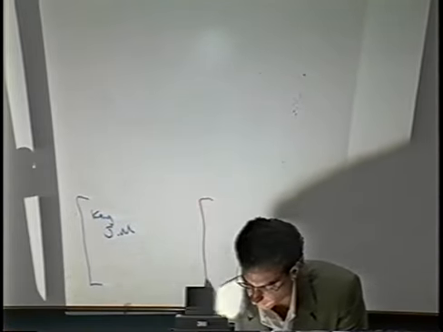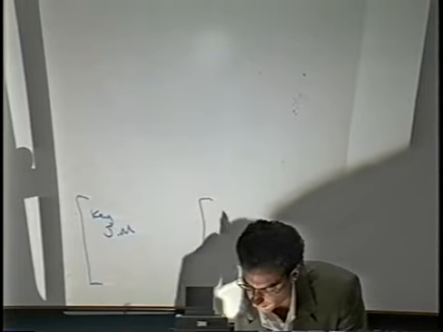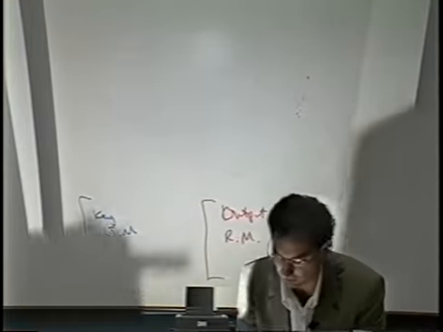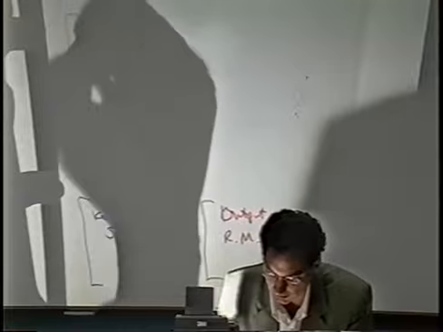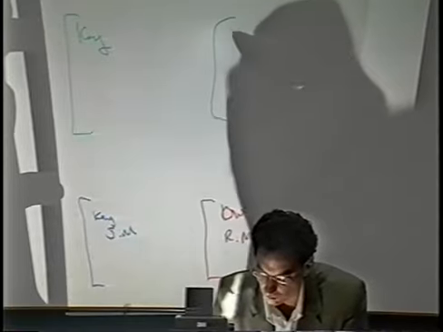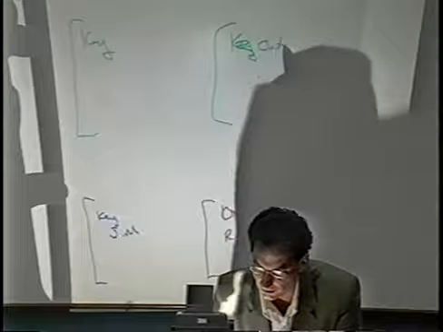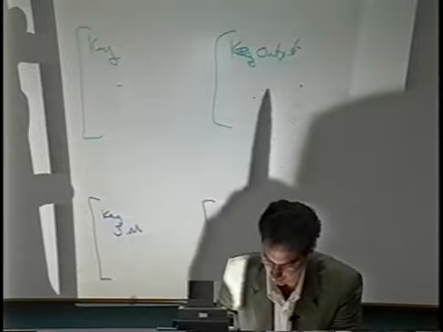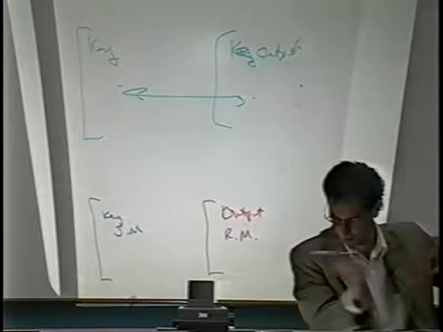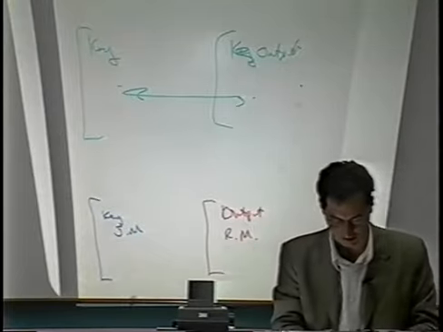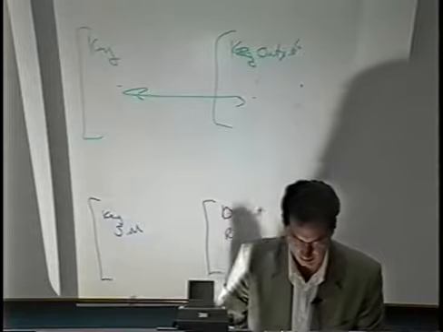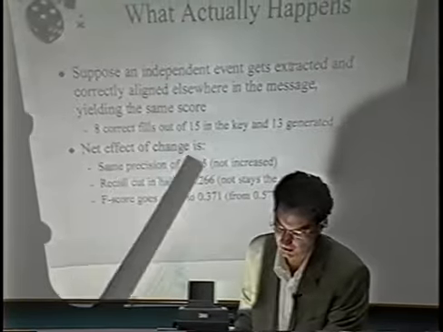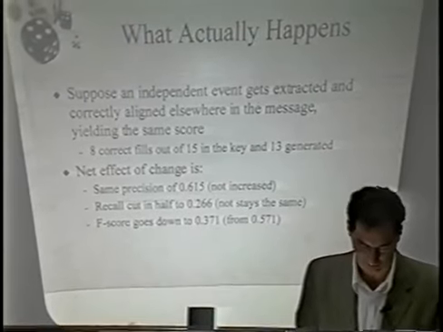Here's our event that we generated with Rupert Murdoch. And let's just suppose that there was another part of the message where we had an event in the key and we generated one that was correct. We generated an event that was correct, that appropriately got aligned up here, and we're not going to do anything that's going to change that. But for the sake of argument, say that this had the same properties as our original example. That is, we got 8 right out of 15 in the key and 13 generated.